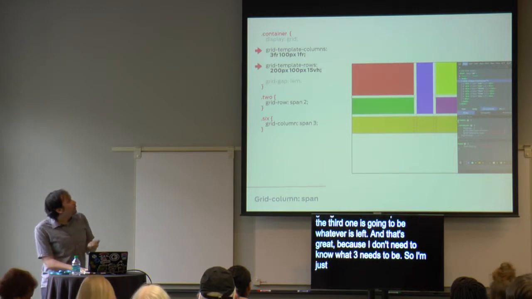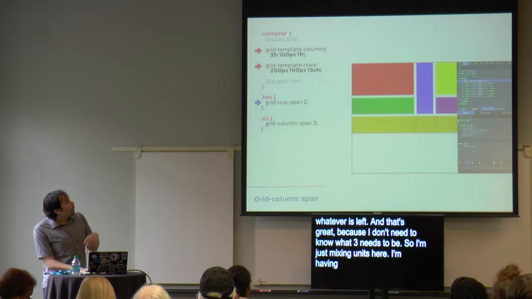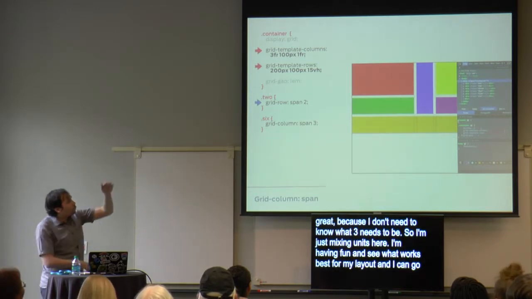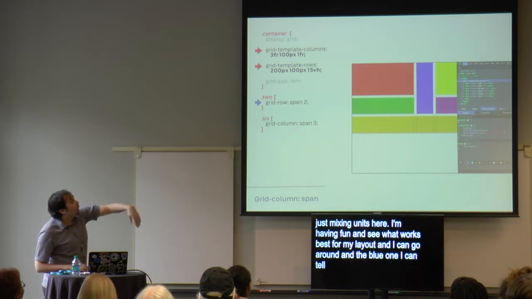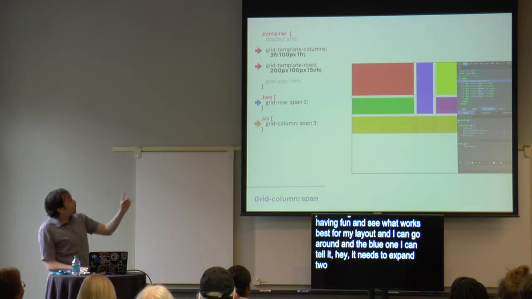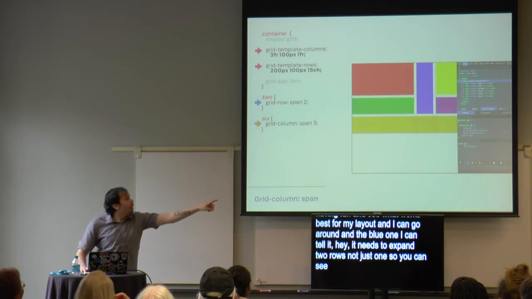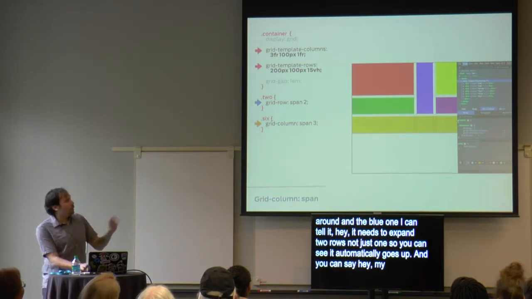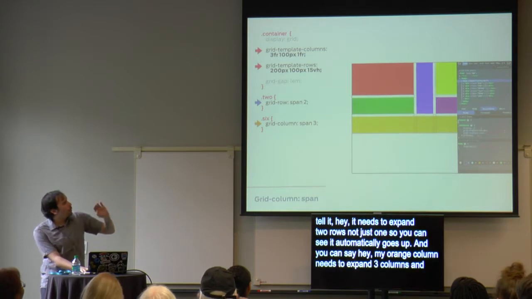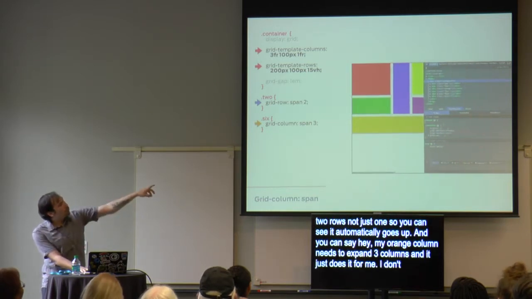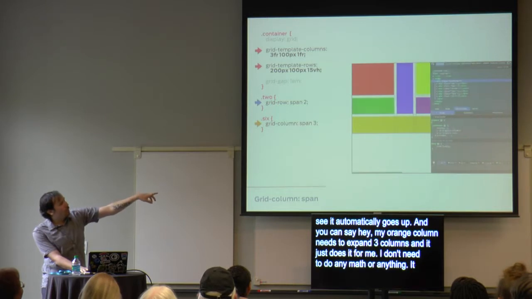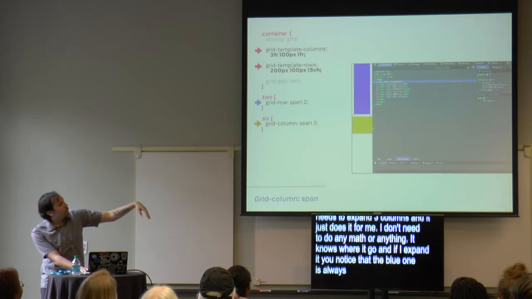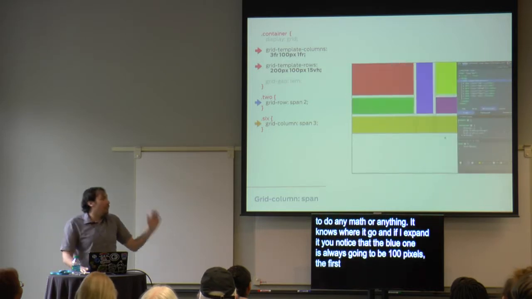And then I can go around, and the blue one, I can tell it, hey, blue, you need to expand two rows, not just one. So you see, it automatically goes up, and then I tell my orange column, hey, you need to expand three columns. And it just does it for me. I don't need to do any math. It knows more or less where to go. And if I expand it, you notice that the blue one is always going to be 100 pixels. The first one is going to expand and contract, and the other one is going to do whatever is left. I'll let the browser do the math.